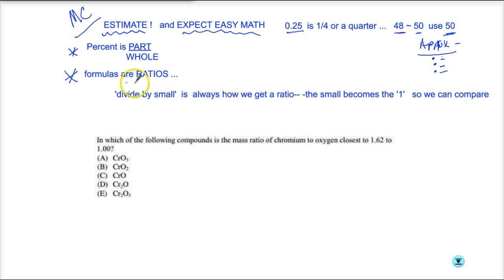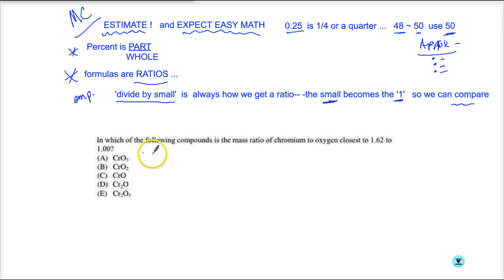All right, never forget that formulas are ratios. And so when we were looking for the empirical formula, which is the lowest whole number ratio of the atoms in a molecule, well then we divide by the smallest as a part of that. And so that's always how we get a ratio, because whatever your smallest is becomes the 1, because when you divide the smallest by itself, you get a 1. That way, we have some grounds for comparison.